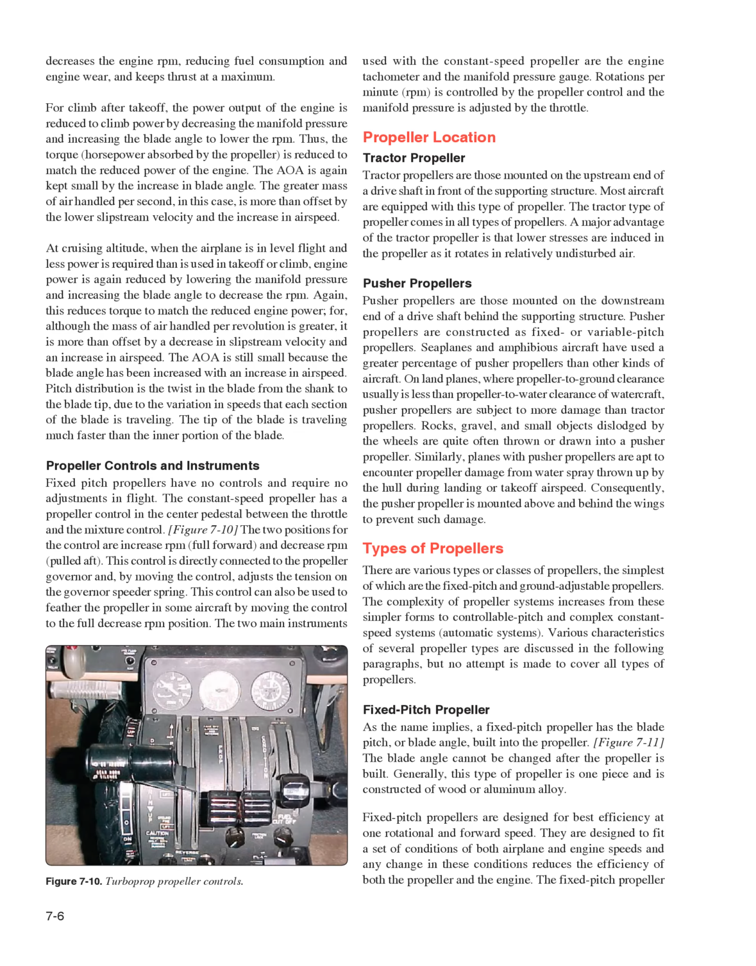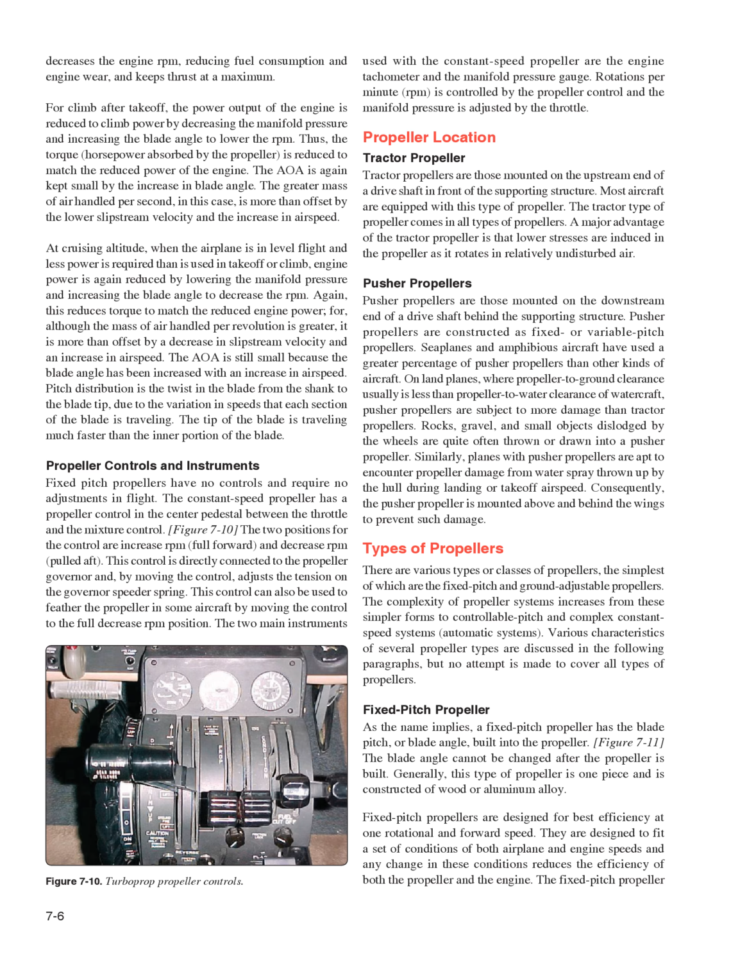For climb after takeoff, the power output of the engine is reduced to climb power by decreasing the manifold pressure and increasing the blade angle to lower the RPM. Thus, the torque, horsepower absorbed by the propeller, is reduced to match the reduced power of the engine. The OA is again kept small by the increase in blade angle. The greater mass of air handled per second, in this case, is more than offset by the lower slipstream velocity and the increase in airspeed.